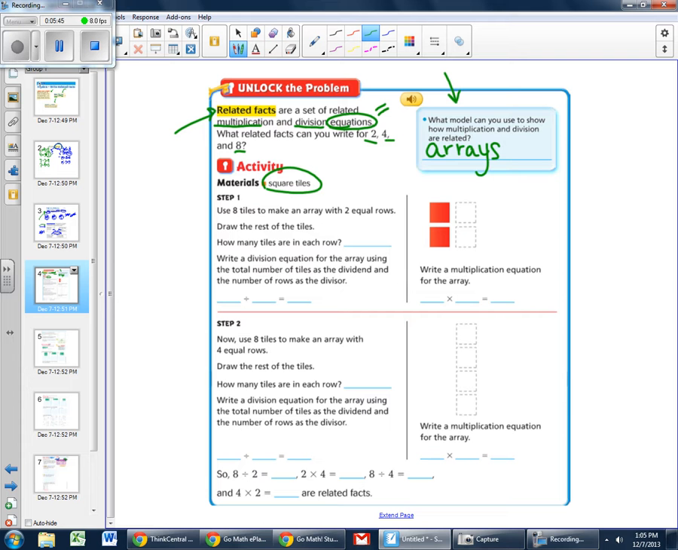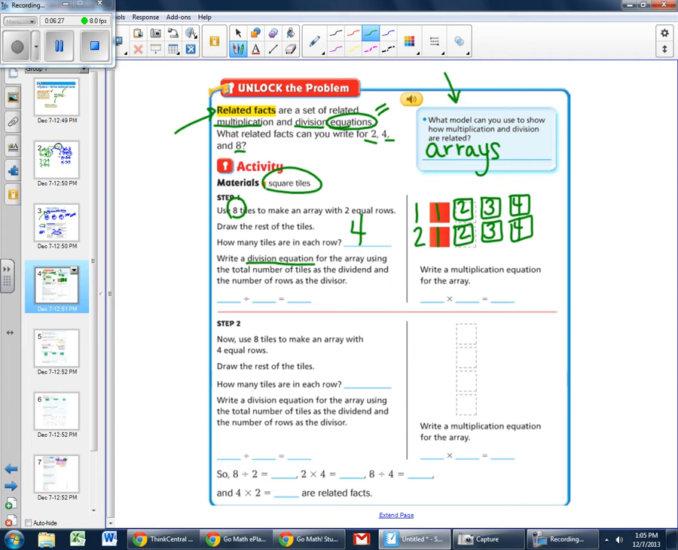Step 1, use 8 tiles to make an array of 2 rows. So here's 1 row, here's 2 rows, and it wants us to use 8 tiles. Draw the rest of the tiles. So I have 1, 2, 3, 4, 5, 6, 7, 8. How many tiles are in each row? 1, 2, 3, 4. Let's just check it. 1, 2, 3, 4. So how many tiles are in each row? Is 4.